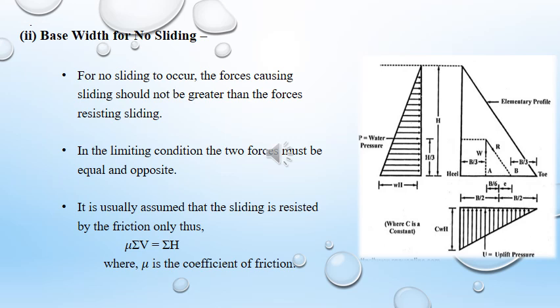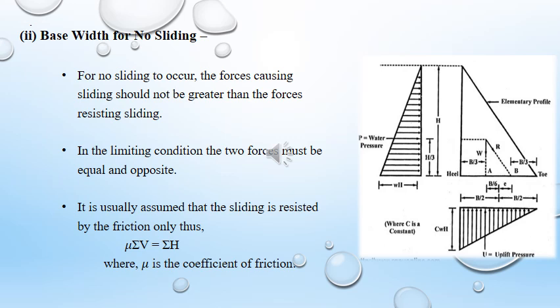So, for no sliding to occur, the forces causing the sliding should not be greater than the forces resisting, that is the frictional resistance. Now for the limiting condition, these two forces are equal and opposite. So, for no sliding, the frictional resistance.